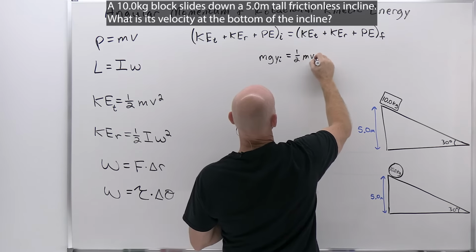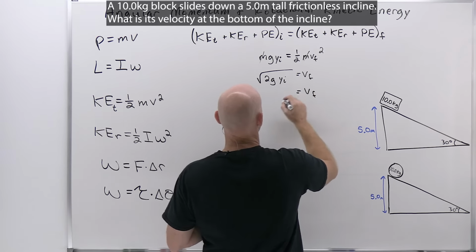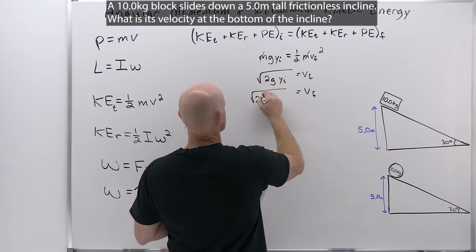And if you notice, the mass falls right out. We didn't actually have to know that it weighed 10 kilograms. Gravity doesn't care about your mass. It's going to affect every mass the same. In this case, rearrange this. The final velocity, a result we saw a few chapters back, is the square root of 2g times that initial height. And from here it's plug and chug: final velocity is the square root of 2 times 9.8 meters per second squared times that height of 5.0 meters.